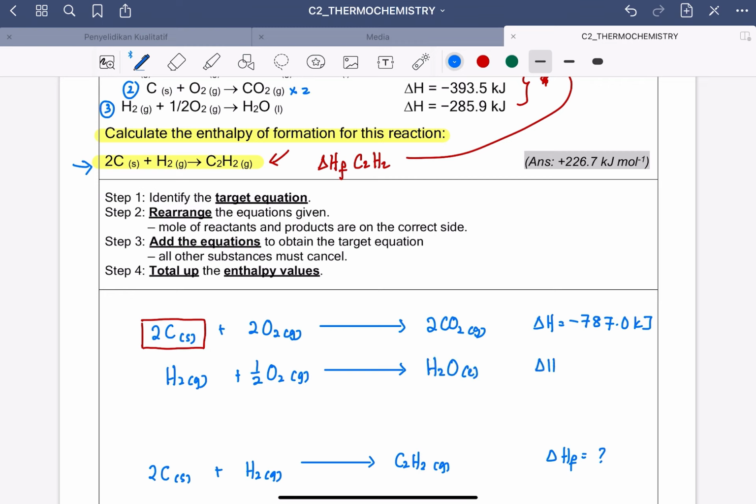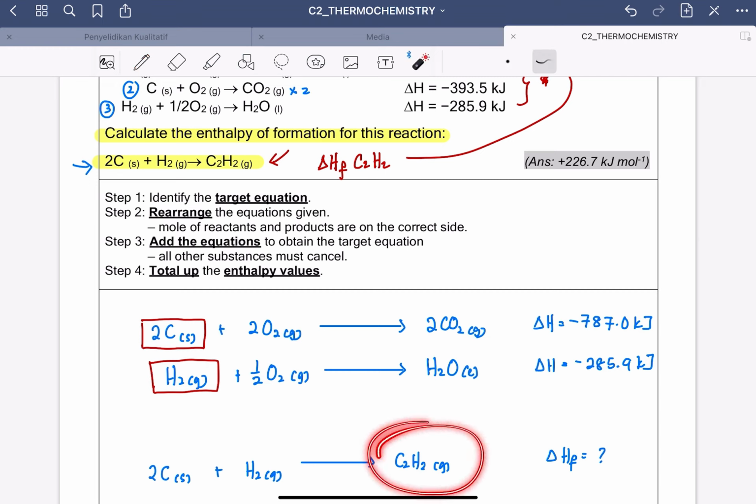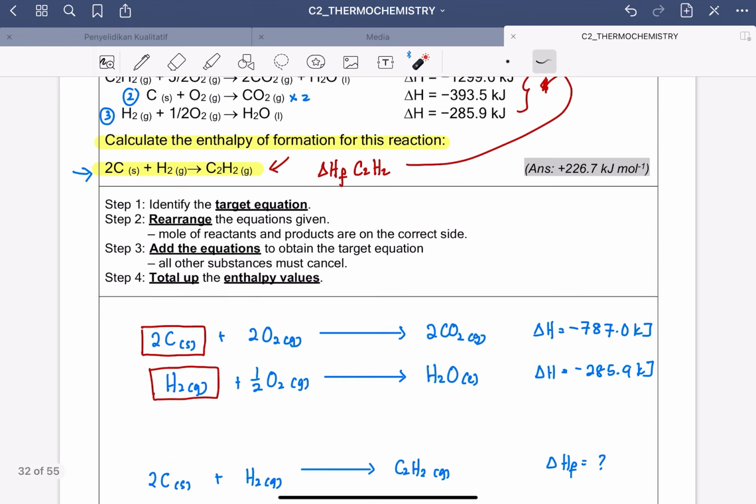So we get to 5.9 kilojoules. This one has no changes. I block this one. I call it blocking, okay? I block it. And next one, my target is the acetylene, C2H2.